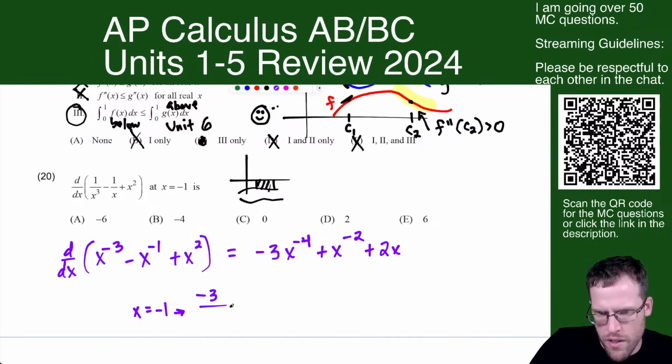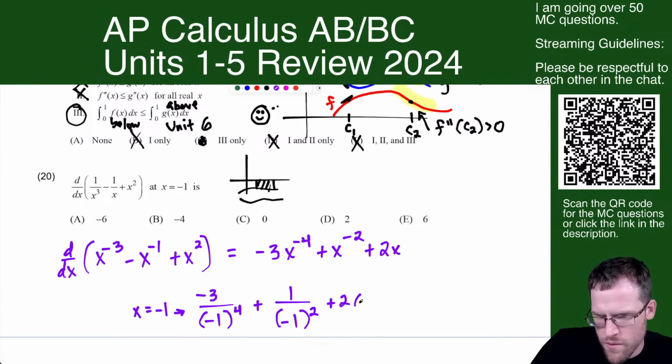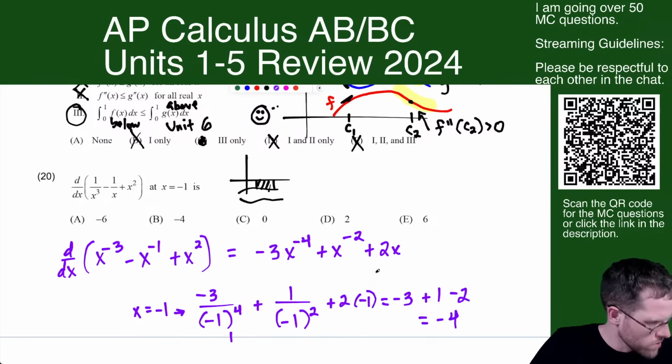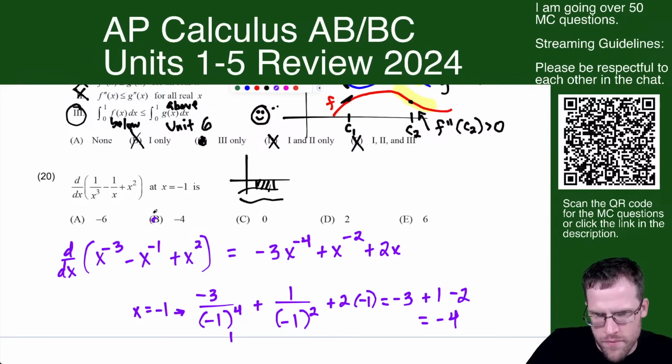and it's multiple choice, I don't have to write this all fancy. I'm going to have negative 3 over x to the 4th, and I'm plugging in negative 1. Plus x to the negative 2 is 1 over x squared, and I'm plugging in negative 1. And then plus 2 times negative 1. So now this is positive 1. Negative 3 over positive 1 is negative 3. This will make positive 1 over 1 give us a plus 1. And 2 times negative 1 is minus 2. So this makes minus 2 is minus 4. So 20 should be choice B. And it is.